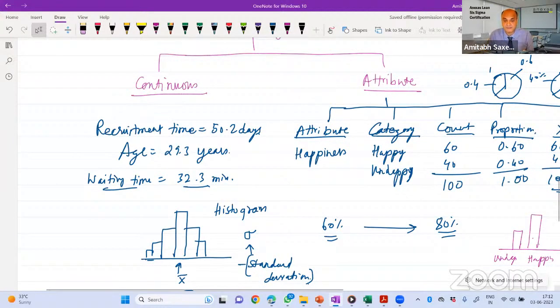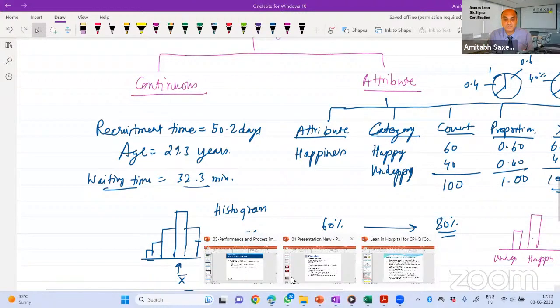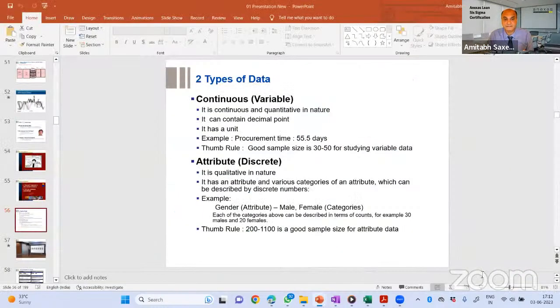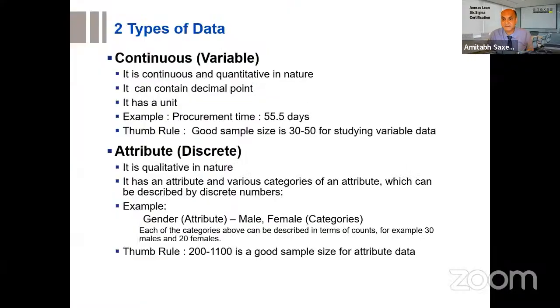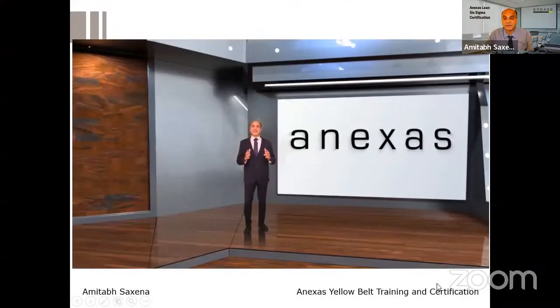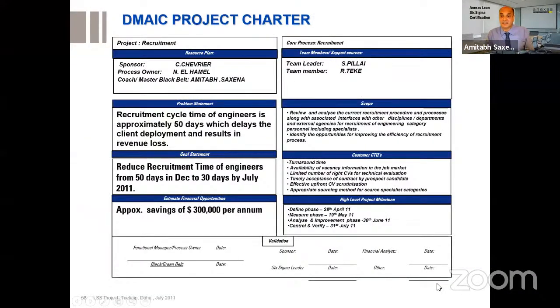Now let us go back to our project. So we have understood there are 2 types of data. Now we make a project charter. We are in the define phase. We make a nice project charter. Now, the project charter will have a problem statement. It will tell you what is the problem, where is the problem, since when is the problem. It will not tell you why is the problem. Please understand, don't write the reason. Don't assign a reason. Just state the problem as it is.